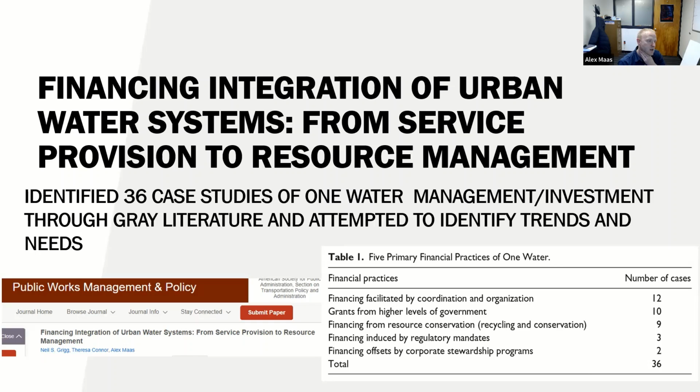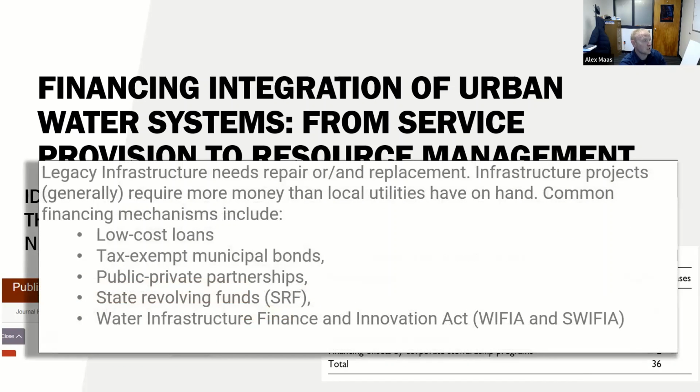And we did find a few things. Most practices involved some coordination across organizations, whether that's within municipal groups or outside organizations. That was a huge part of putting together funding and financing, and then obviously grants from higher governments, and so forth. Generally speaking, when we think about legacy infrastructure, the financing mechanisms are some version of low-cost loans, tax-exempt municipal bonds, public-private partnerships, state revolving funds, and then to the extent that those also interact with the Water Infrastructure Finance and Innovation Act. And when we talk about the financing side of this, I'm going to leave that there, and we're going to jump more to the funding, to the primary science stuff. If any of these resources you're curious about, I can share them or talk in depth about them more.